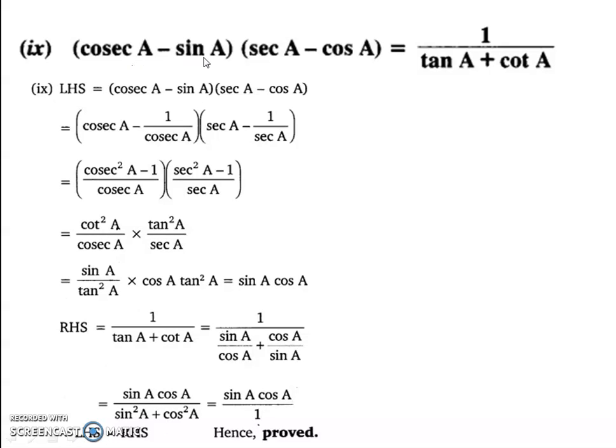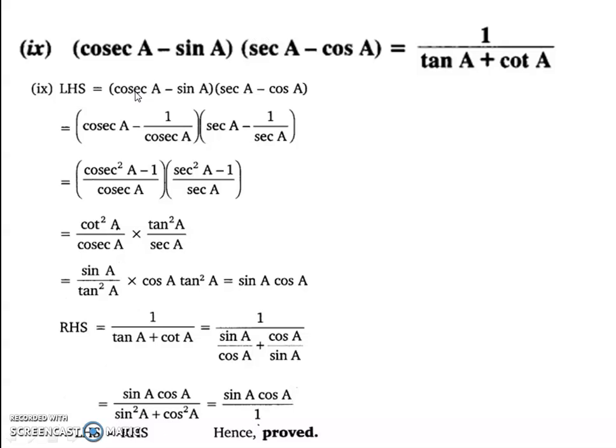Next question, ninth one. Cosec A minus sin A into sec A minus cos A equal to 1 by tan A plus cot A. As usual, we are going to take the LHS. What is LHS? (Cosec A minus sin A) into (sec A minus cos A).